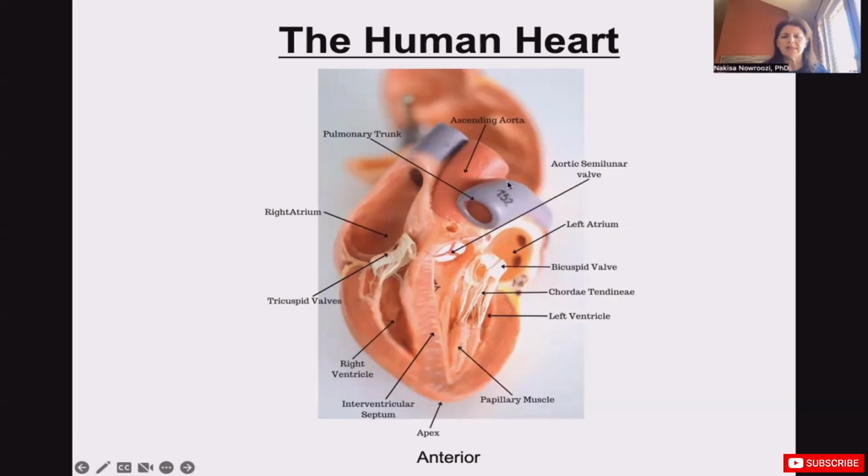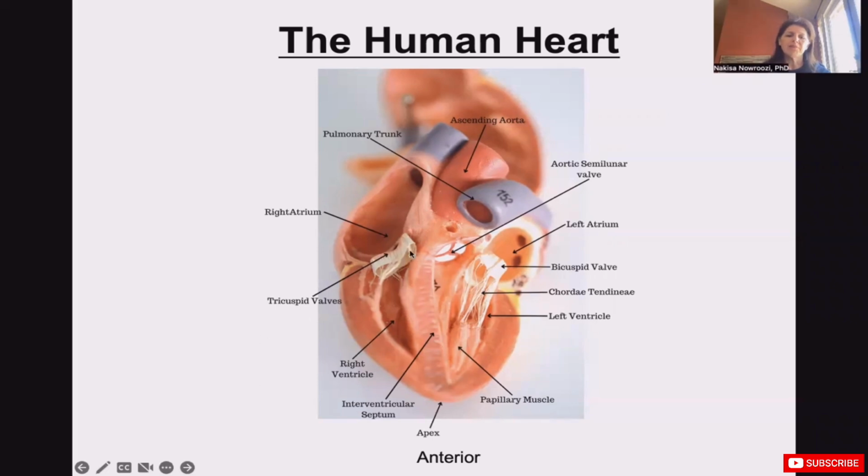So this is the pulmonary trunk, and we are looking at this chamber inside the auricles: right atrium, left atrium, right ventricle, and left ventricle. This is an anterior view of a coronal section. So we made a coronal section and we opened the heart and we're looking inside the heart.